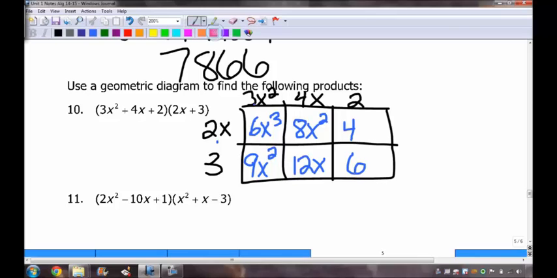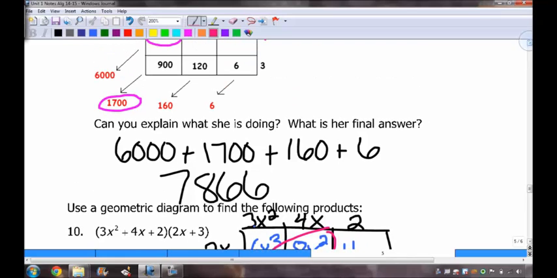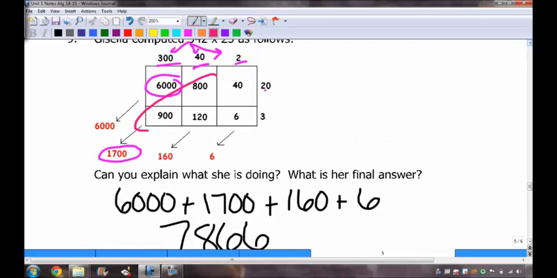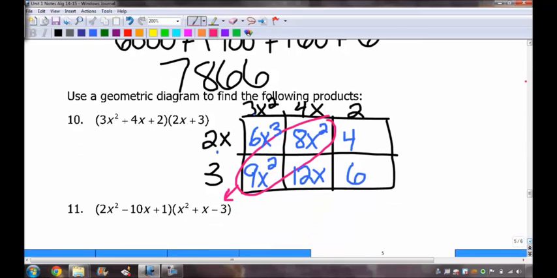So now, remember before, we combined these two together because they were like terms in the previous example up in the middle of the page. So remember we said that we were going to combine this 800 with this 900 together, and that's how we got the 1,700. So here we're going to combine the 8x squared with the 9x squared, and that's how we get 17x squared. And then here we're going to combine, I'm sorry, there's a mistake. This right here should be 4x, not just 4. So here we're going to combine the 4x and the 12x together, and you end up getting 16x.